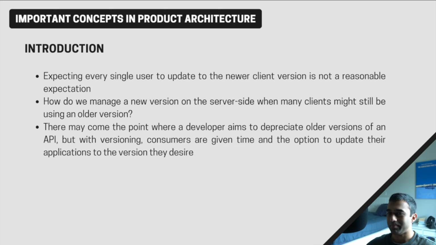How do we manage a new version on the server side when many clients might be using an older version? There may come a point where a developer aims to deprecate older versions of an API, but with versioning, consumers are given time and the option to update their applications to the version they desire.